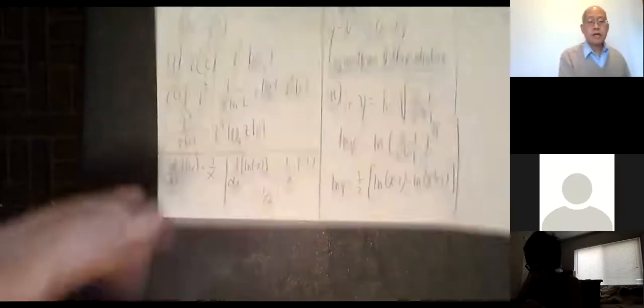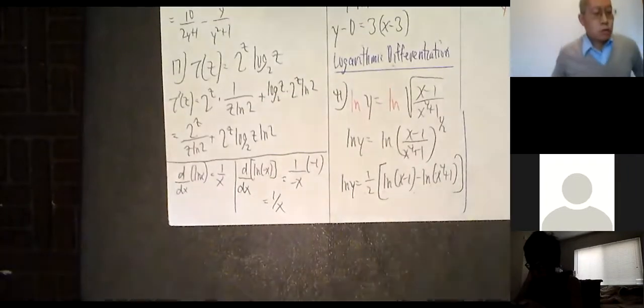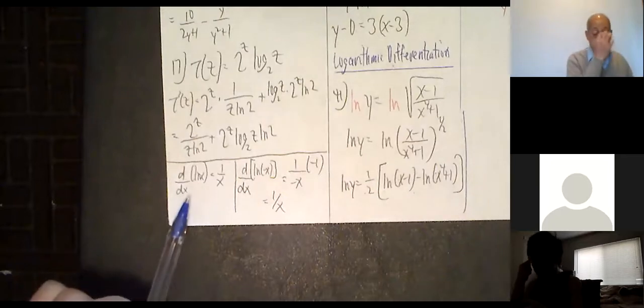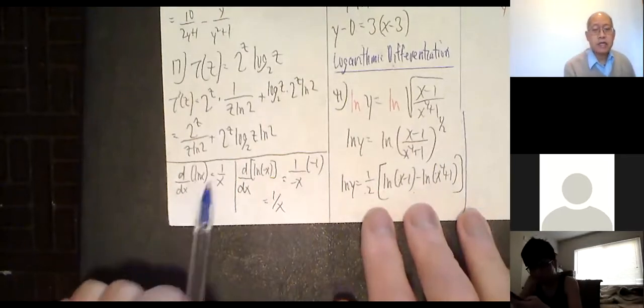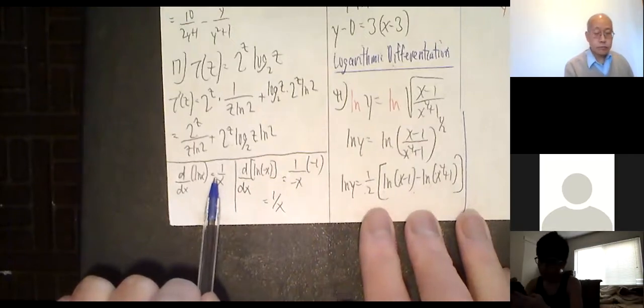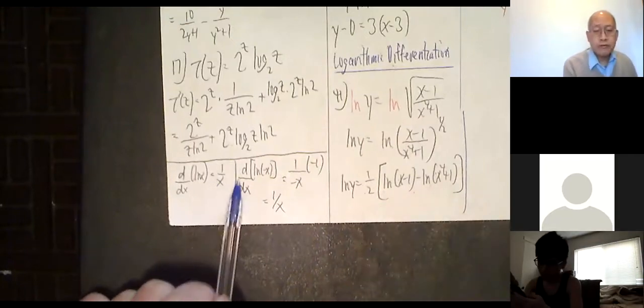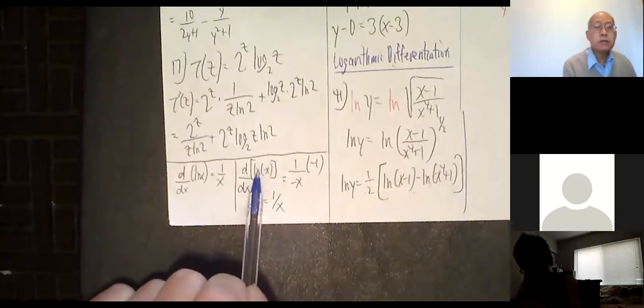All right, I'm going to take a little bit of a timeout and show you some stuff. Okay, so we said the derivative with respect to x of natural log of x is 1 over x. Okay, we already know that. What's the derivative with respect to x of ln negative x?